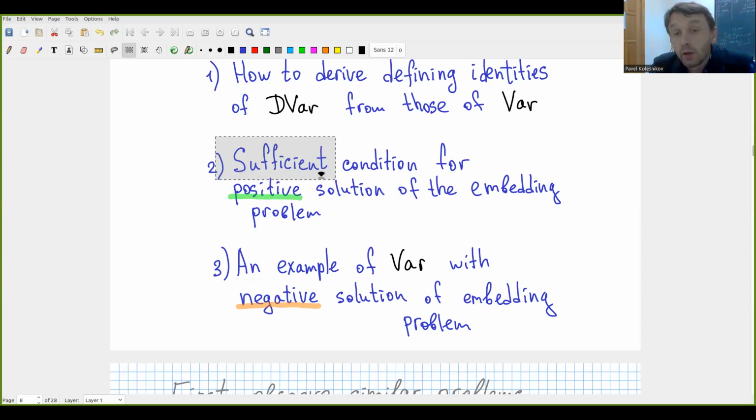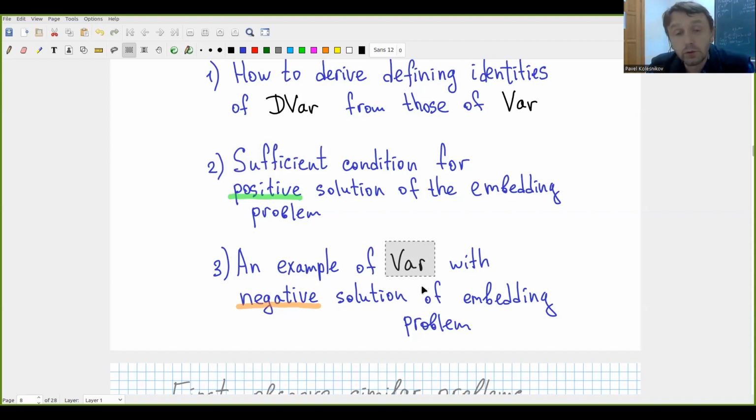For example, the variety of Jordan algebras is not quadratic, and Jordan algebras do not satisfy this sufficient condition. However, the embedding problem is solved positively for Jordan algebras. And finally, I will show an example of a variety for which the embedding problem has a negative solution. So this sufficient condition is not satisfied for this particular variety.